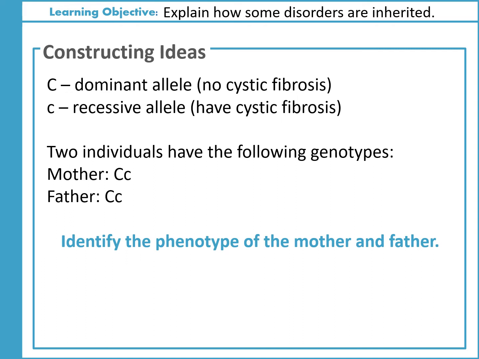Right, we know the genotype is big C, little c. We know that cystic fibrosis is a recessive condition. So in order to show the condition, so in order to have cystic fibrosis, you need to have two copies of the recessive allele. So you would be small c, small c, if you had the condition yourself. So the phenotype of the mother and the father is that they do not have cystic fibrosis. They are both, however, carriers in this case.